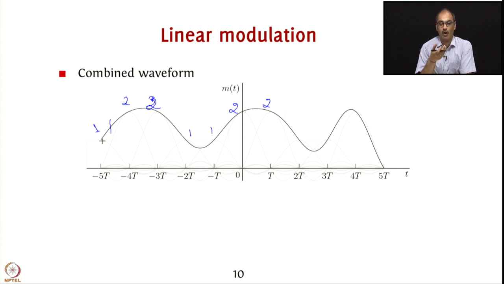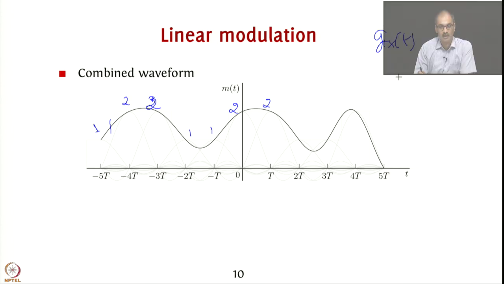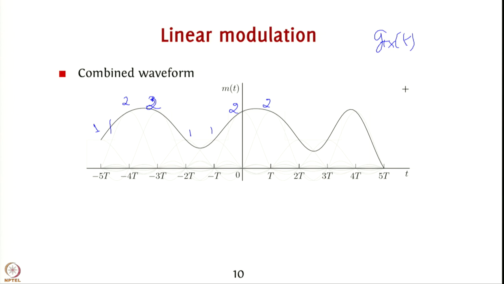This is a side effect of the fact that we are using a band-limited waveform, and a band-limited waveform cannot contain abrupt jumps. It has to have only gradual transitions. So in this manner, you can actually signal using various different pulses, and this also emphasizes the fact that g(t) need not be limited to be between 0 and T, or minus T by 2 to T by 2. It can be time unlimited, at least in theory. Of course, in practice, we have to make some compromises, and we will see that eventually.